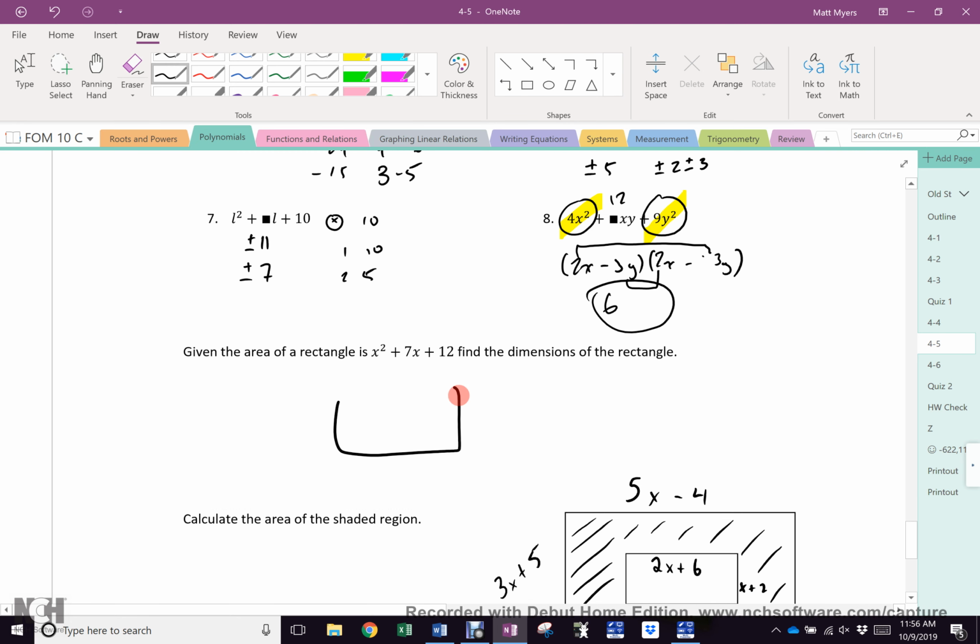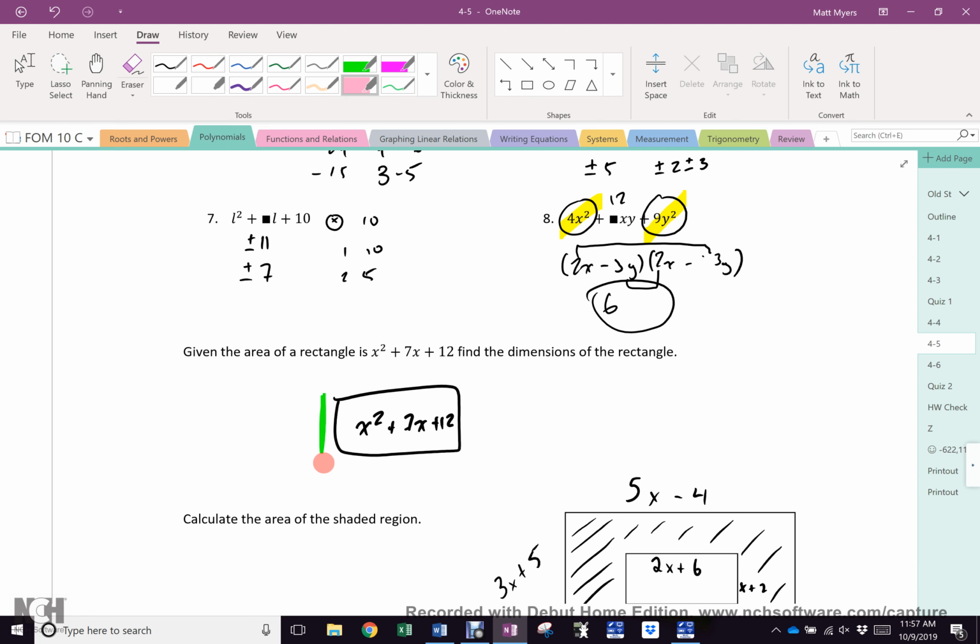That rectangle is not 80. How big is it? The question says the area of the rectangle is x squared plus 7x plus 12. Come on, guys. It says right there, given the area of a rectangle. Now, what does that mean is the length and the width? They are factors of that, aren't they?